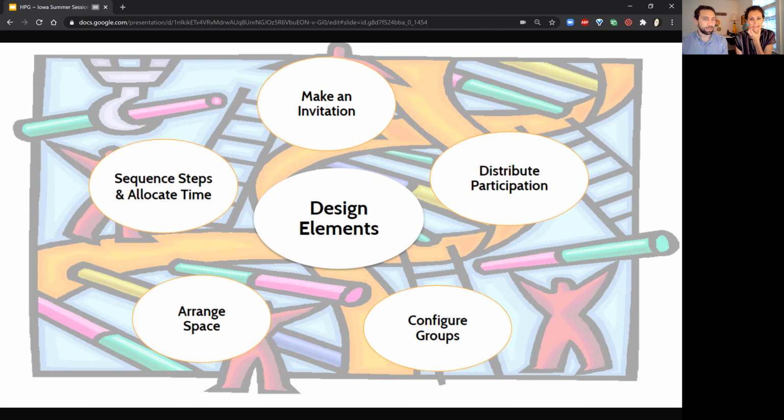The invitation within a structure is often where there's a verbal expression of the purpose or the topic. There are lots of different ways that people use that word in the LS network, so it can be a difficult one to track down actually. Then the second element is the allocation of time or the sequencing of steps.